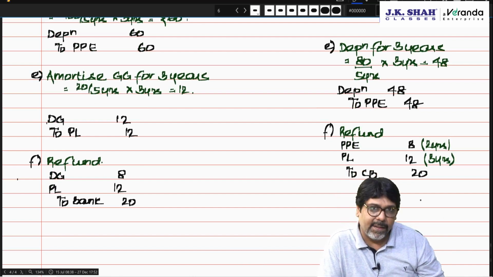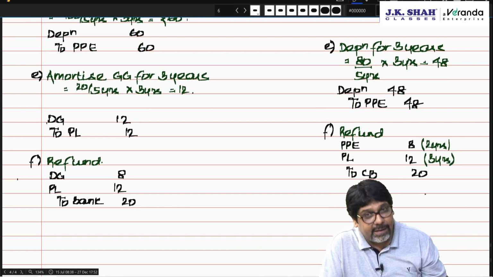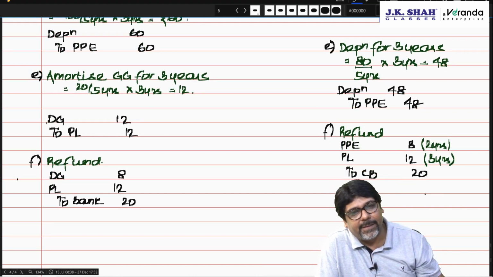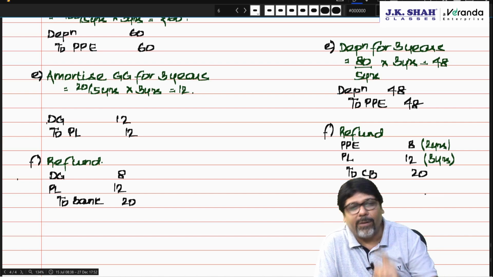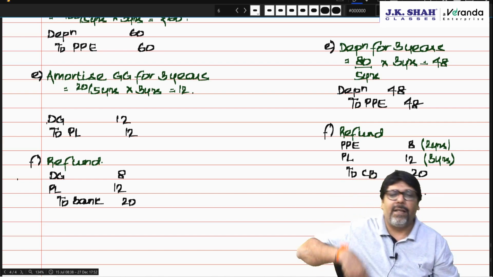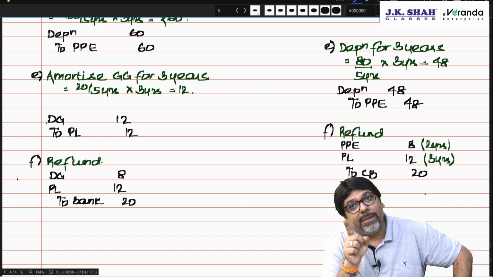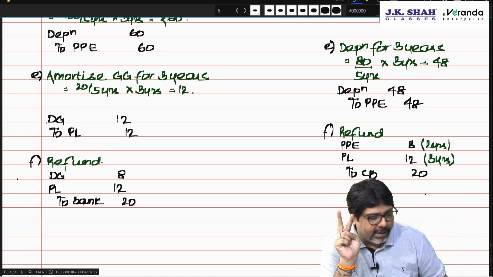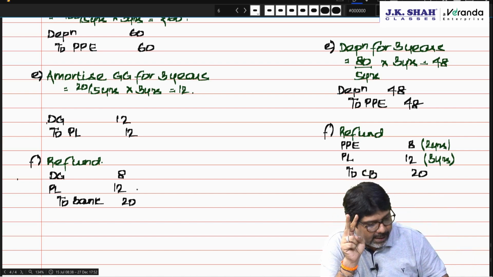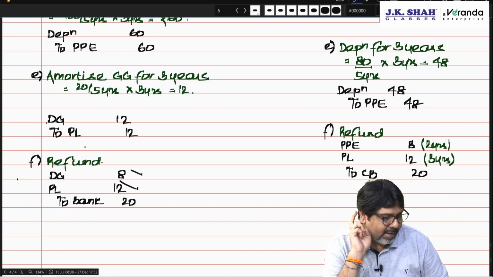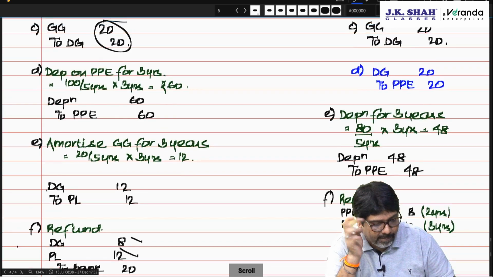So DG to PL. How much government grant did you receive? 20 rupees. Now that becomes refundable. So 20 rupees you are supposed to repay. Out of that 20, how much have you transferred to PL? 12 rupees. So 12 rupees is amortized, 8 rupees is unamortized. Amortized is PL, unamortized is government grant. Am I clear? Yes, sir.